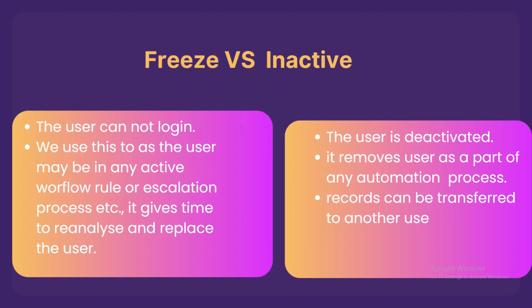Here I have also given an example of this. In case of deactivating, the user is deactivated. It removes the user as a part of any automation process, like whenever we are done analyzing and we have swapped the person with another one, or we remove that particular person from the automation, then we can deactivate the user. It also frees up the license which can be assigned to another user. And in this case also, records can be transferred to another user if the user is deactivated, right?